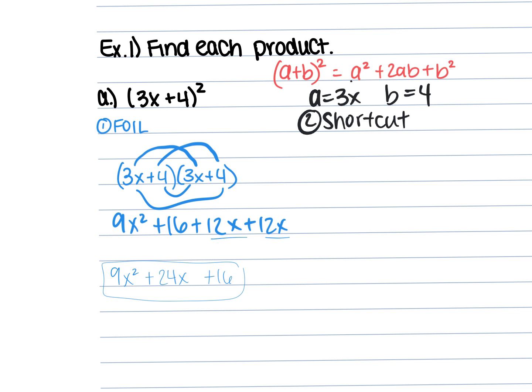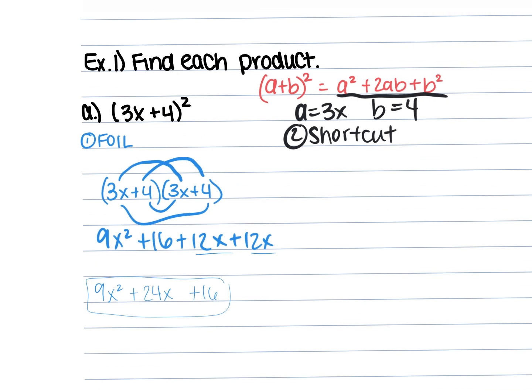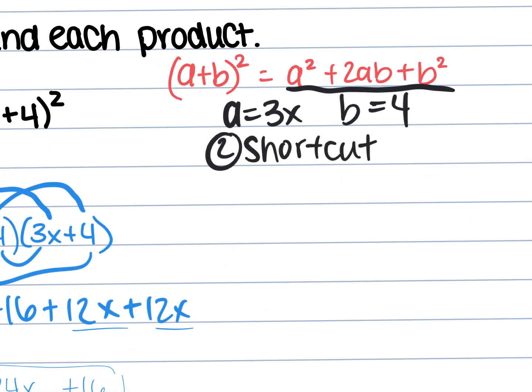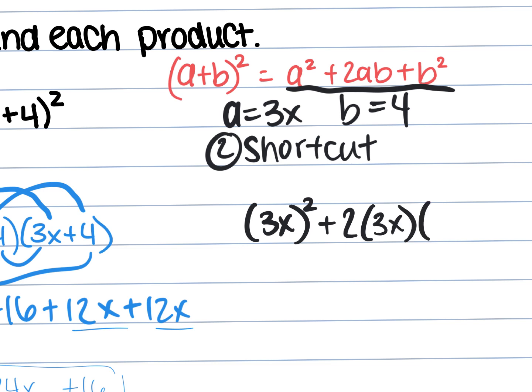Now apply the formula. Take your A value and square it. So we're taking 3x and we're squaring it. Then we're adding 2 times, what was A? 3x. And times your B, which is 4. And then you're adding B squared, which is 4 squared.